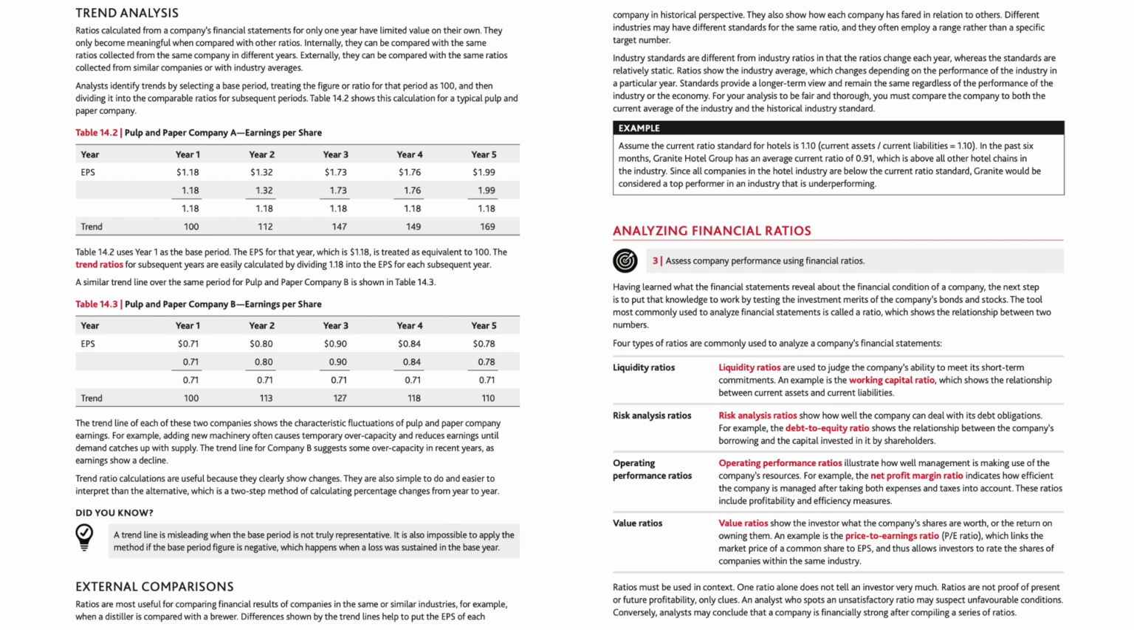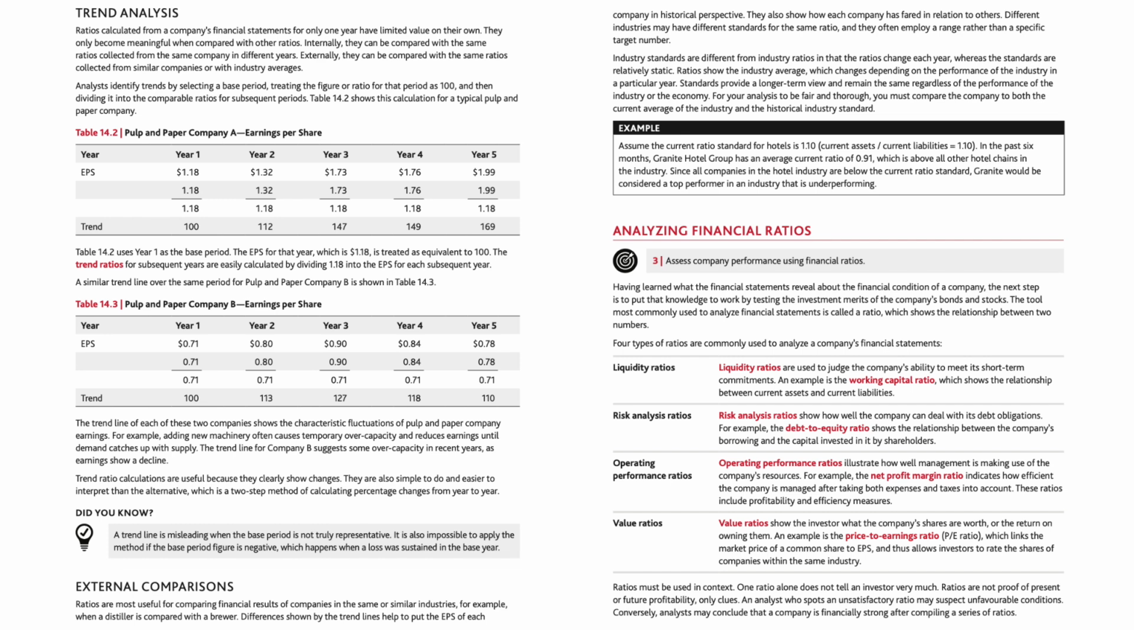Analyzing financial ratios. Having learned what the financial statements reveal about the financial condition of a company, the next step is to put that knowledge to work by testing the investment merits of the company's bonds and stocks. The tool most commonly used to analyze financial statements is also called a ratio, which shows the relationship between two numbers. Four types of ratios are commonly used to analyze a company's financial statements.